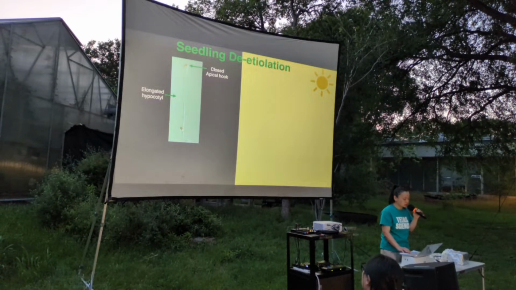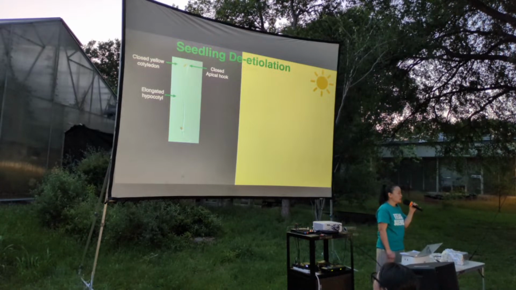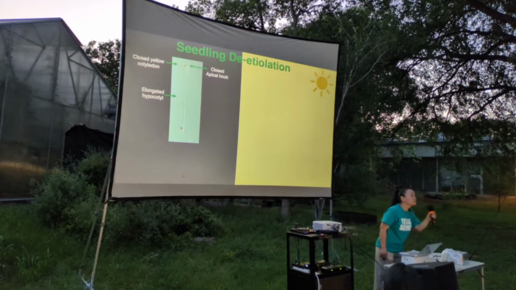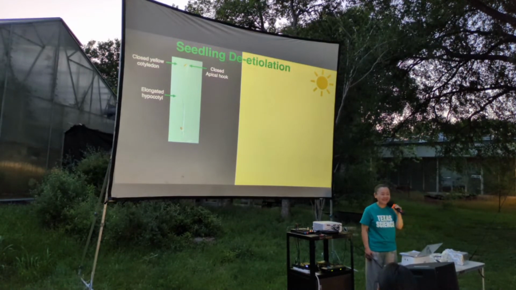And also, you will see a closed apical hook. This structure is called the apical hook. And also, you can see closed yellow cotyledons. Why is the apical hook closed? And why are the cotyledons also closed? Why? No light. Yes, no light.